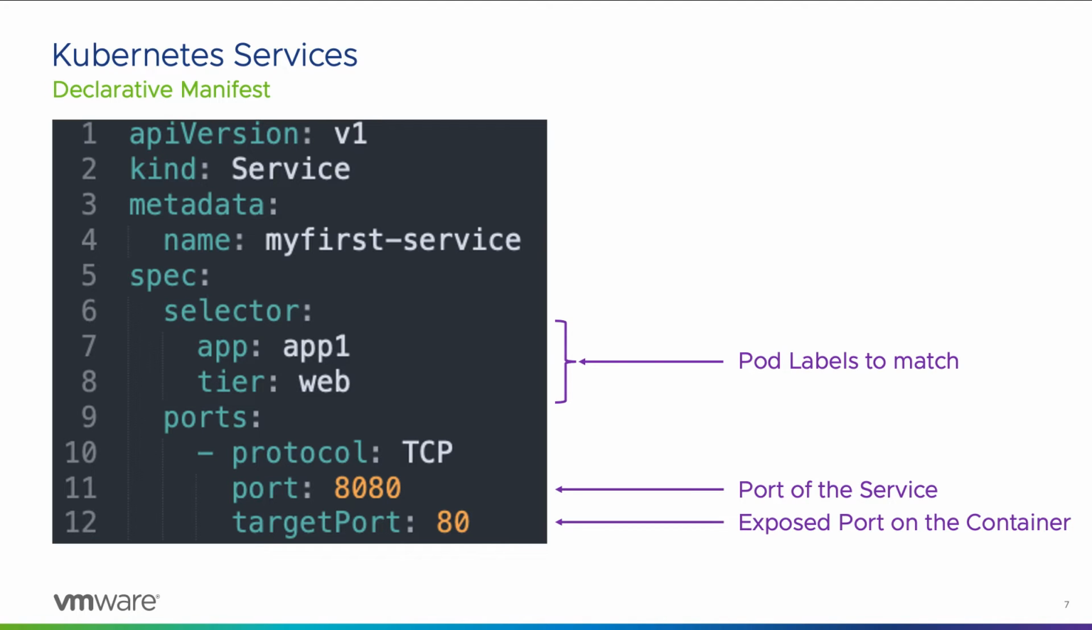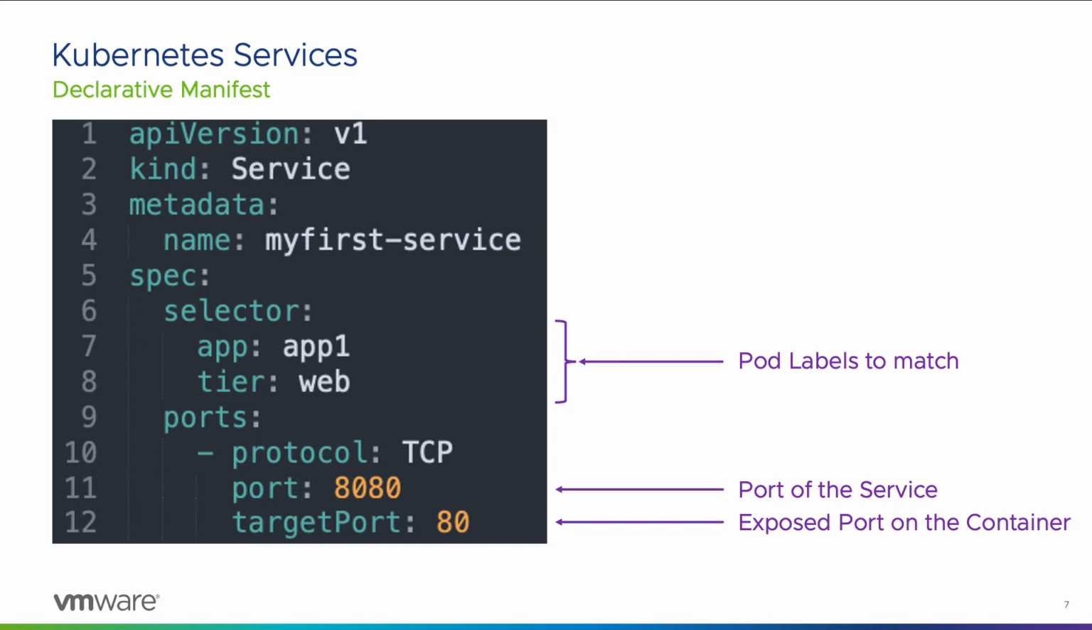Another YAML file this time with a kind of service. And we of course have our metadata section to give it a name or add labels. One important section here is the selector section, which identifies what pods this service will be tracking. In this case, any pods that have labels app of app1 and a tier of web.